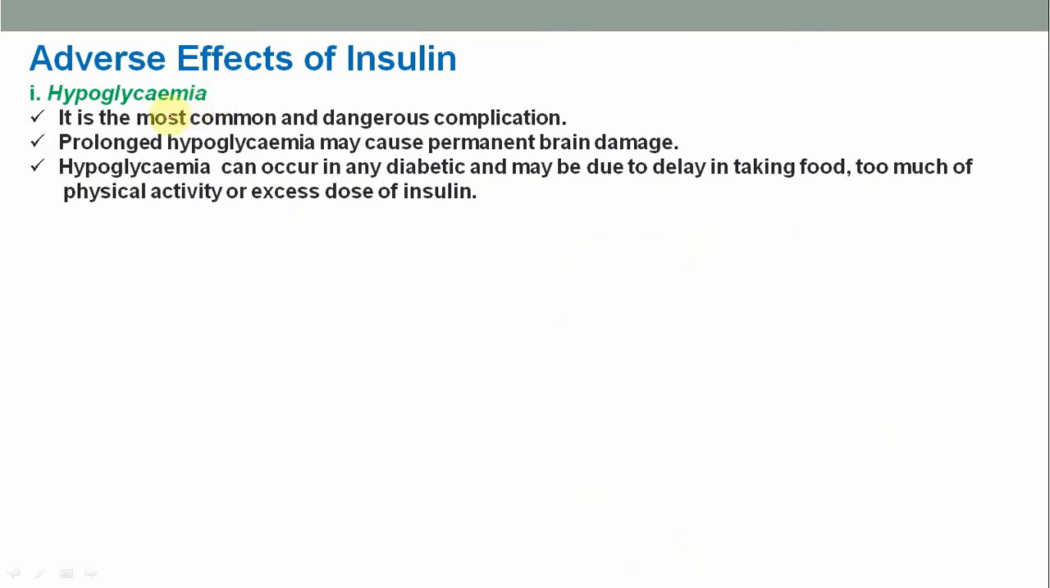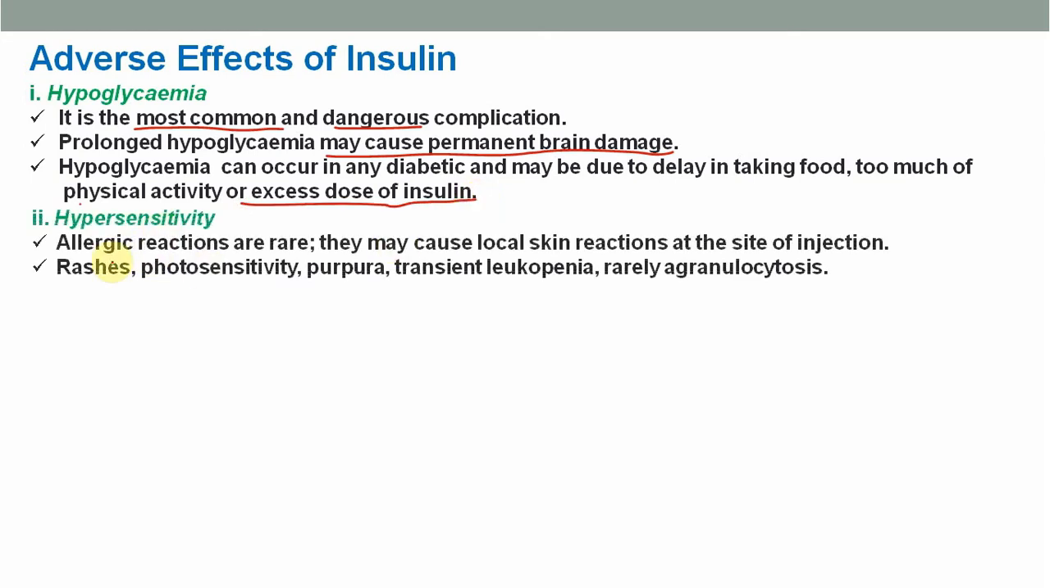Adverse effects of insulin. The main one is hypoglycemia. It is the most common and dangerous condition because prolonged hypoglycemia causes permanent brain damage. Hypoglycemia occurs when a patient skips a meal and does not skip his dose of insulin.